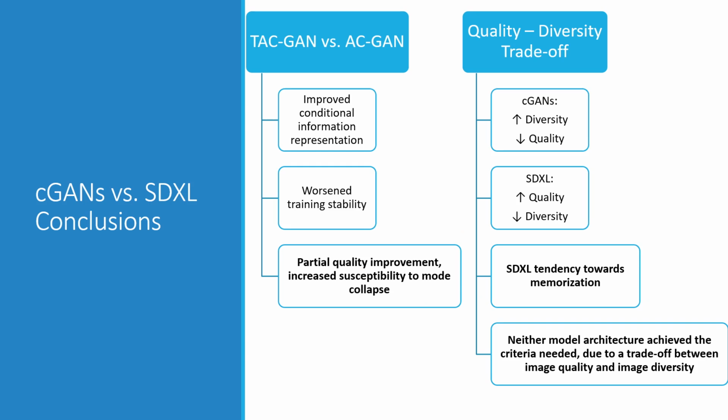Based on the results, although the TACGAN displayed partial improvement over the ACGAN, increased mode collapse left much to be desired. Additionally, a quality-diversity trade-off can be observed, thus resulting in neither model producing the criteria needed to address the medical data scarcity issue.